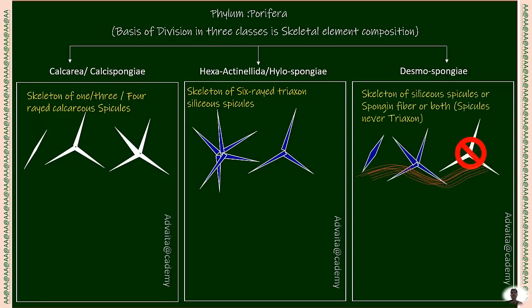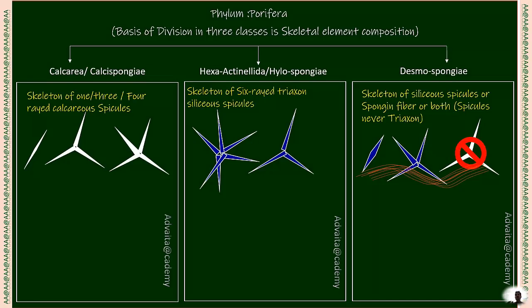Now come to Desmospongia. In Desmospongia, spicules are obviously siliceous, but they are never triaxon. They are never triaxon. The spicules will never be triaxon.